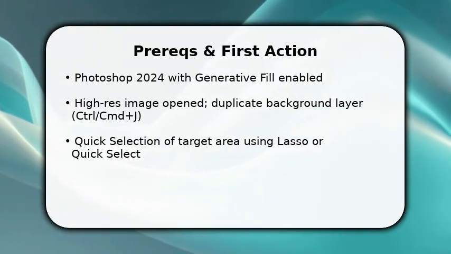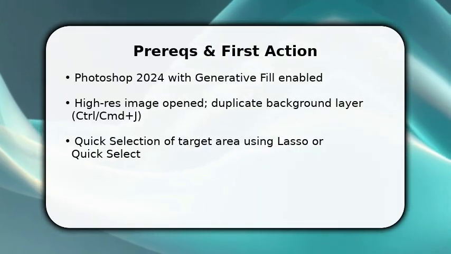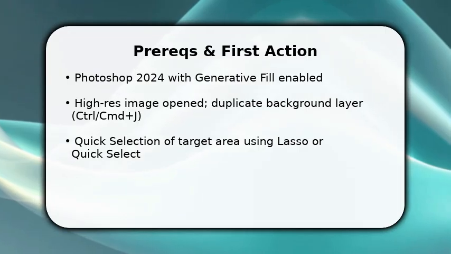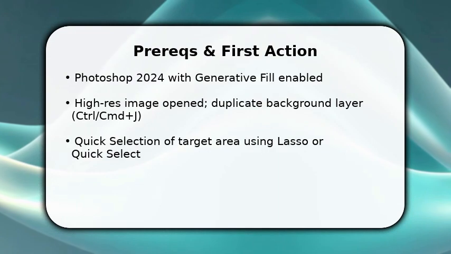Once done, right-click and choose Fill, then pick Generative Fill. This triggers the model on the selected pixels. Make sure to keep the selection tight. Doing so improves results and reduces need for heavy post-cleanup.